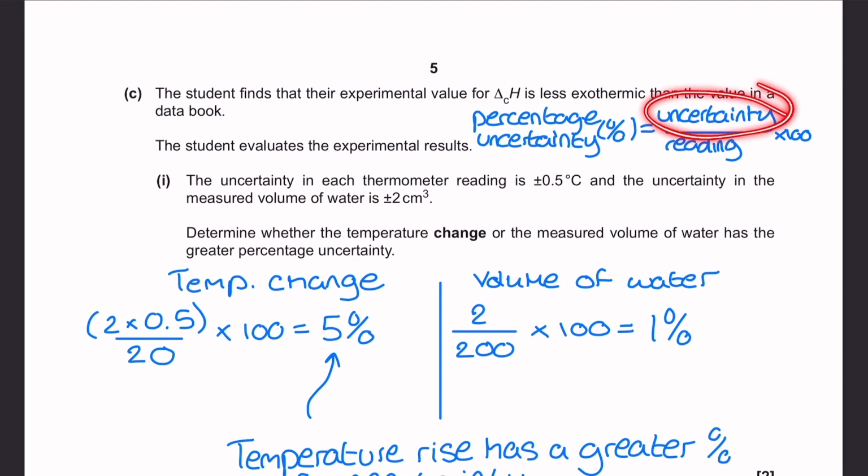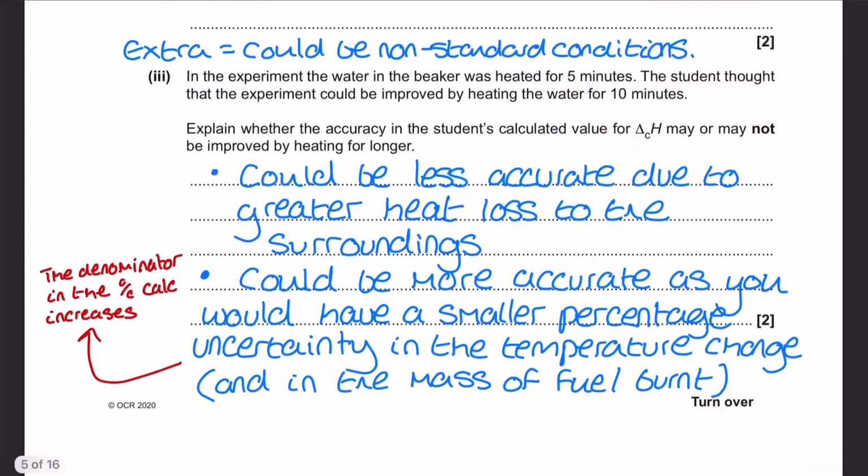The uncertainty is going to stay the same on the numerator, and that's because I'm using the same kit. But if I was to change the reading value here by making the delta T greater, or by making the mass of the fuel greater, then I could reduce the percentage uncertainty. So it's a bit manipulative, but there you go.